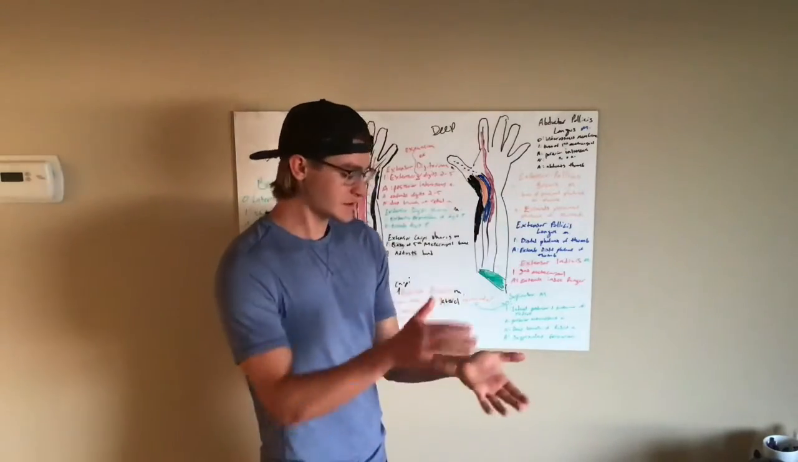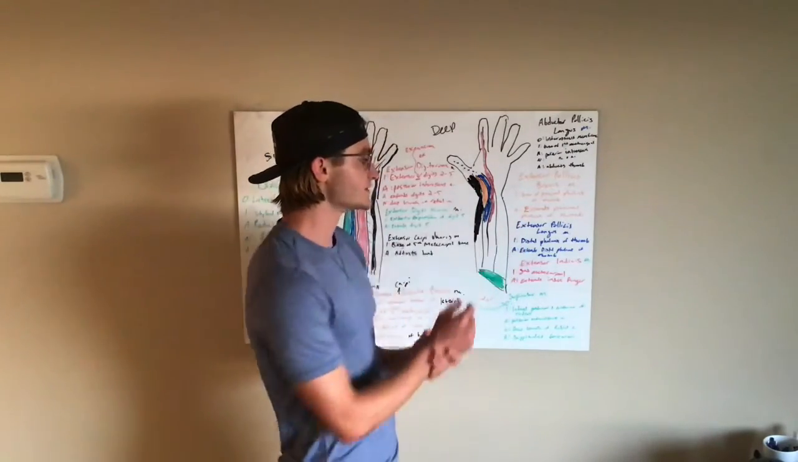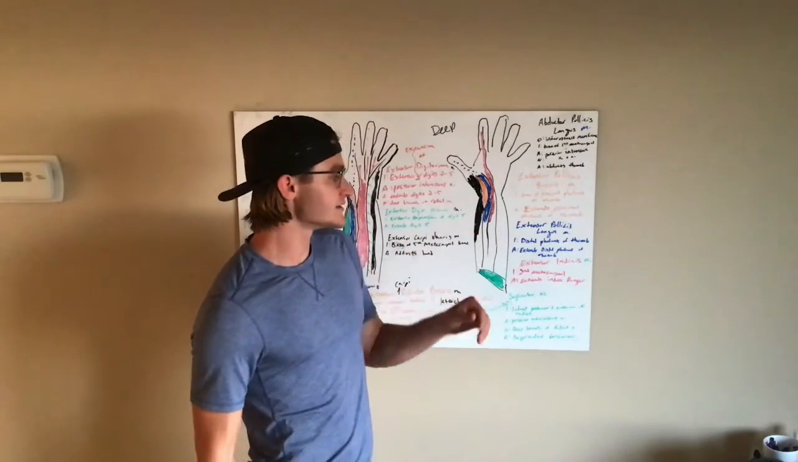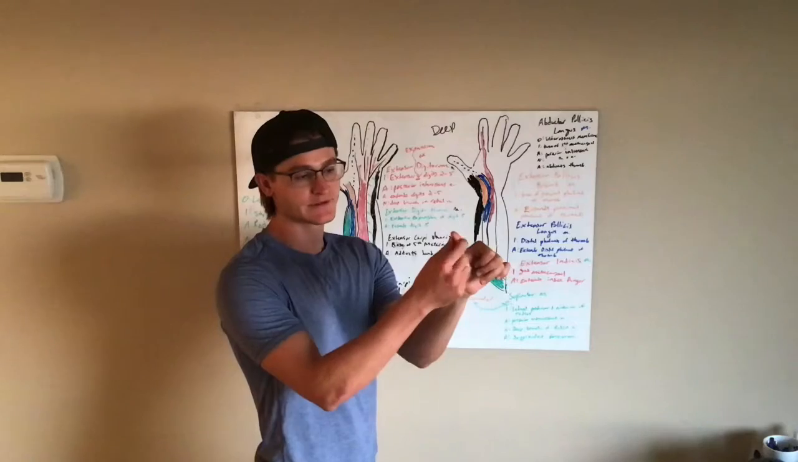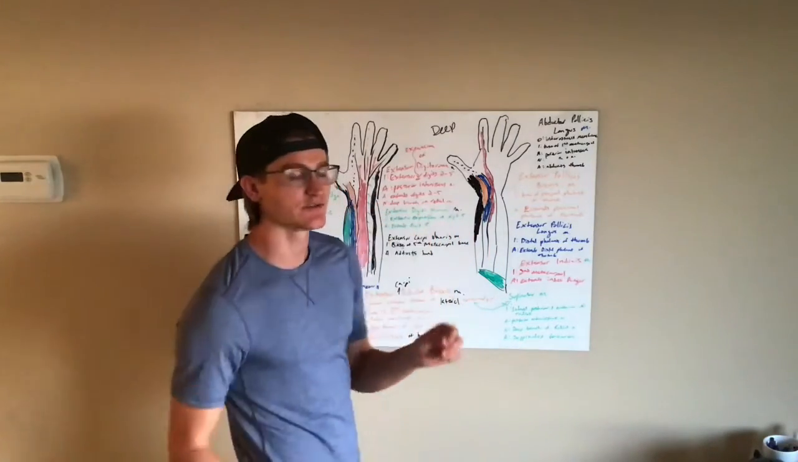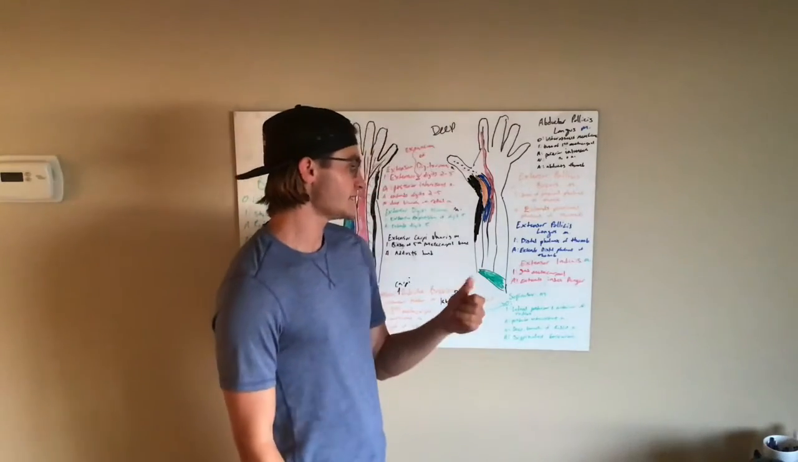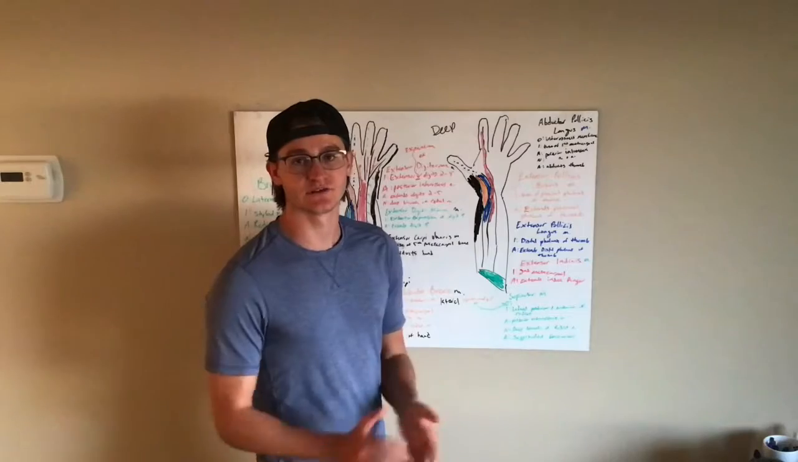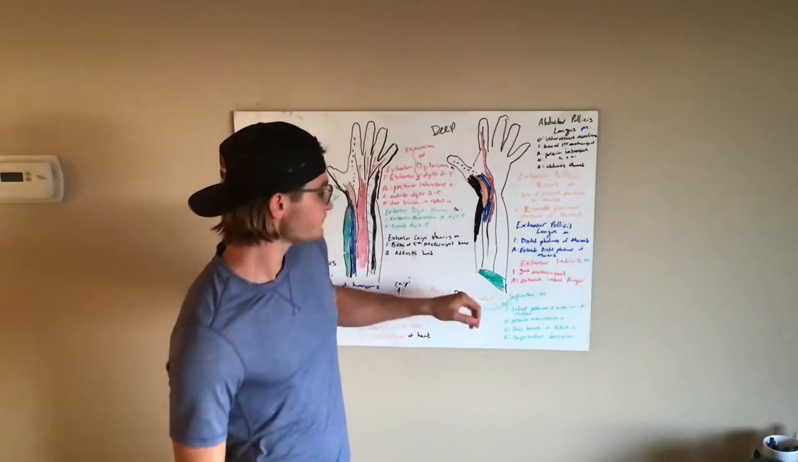Now, to complete our sandwich, we have extensor pollicis longus. So it inserts at the distal phalanx of the thumb, so at the very tip. So this is the distal phalangeal joint, so the distal phalanx of the thumb, and its action is to extend the distal phalanx of the thumb. So the action and insertion, once you get those down, is really easy.